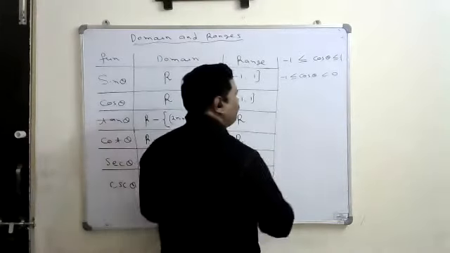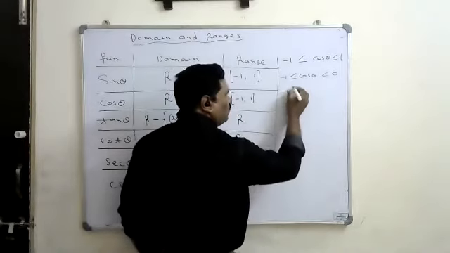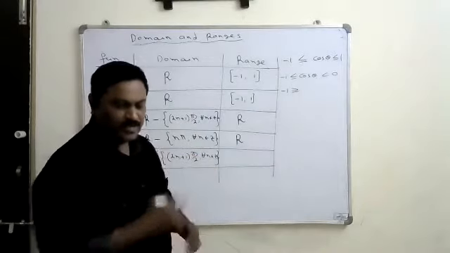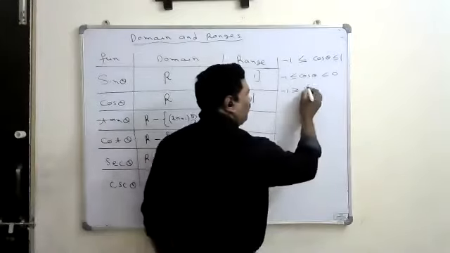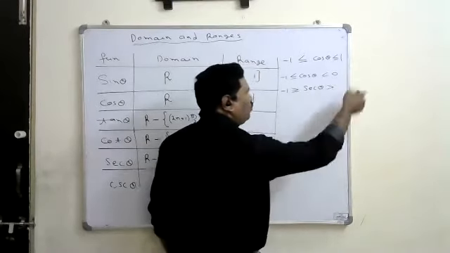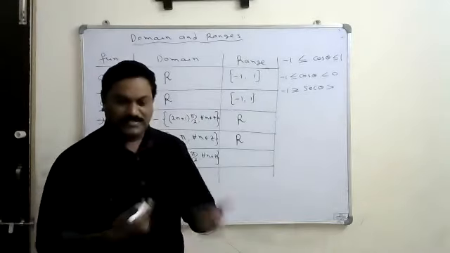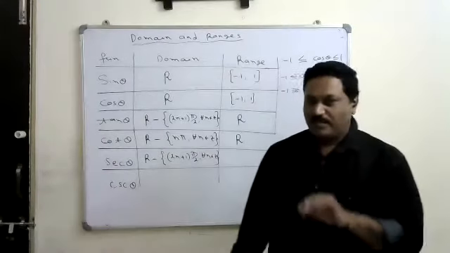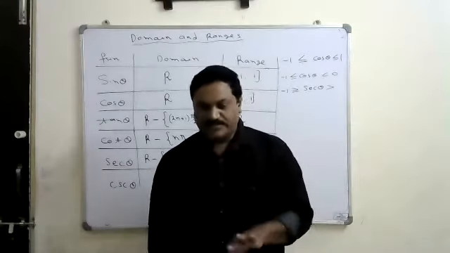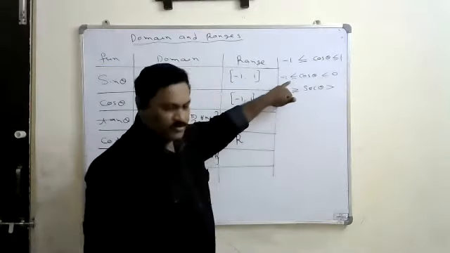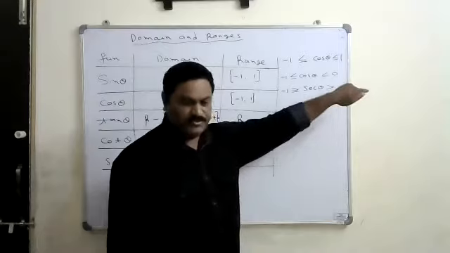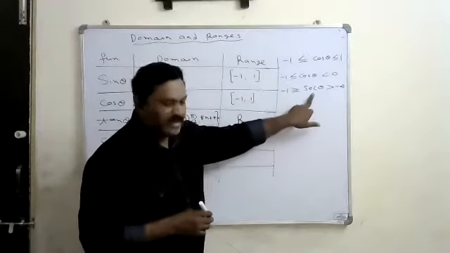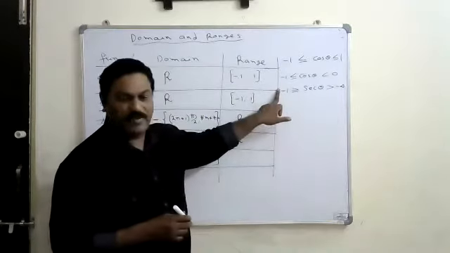What is the reciprocal of -1? It is -1. So -1 is greater than or equal to sec theta, and sec theta is greater than the reciprocal of 0. The reciprocal of 0 is not defined, it is infinite. But which infinity, plus or minus? Since all these are negative values, we get minus infinity. So secant theta is going to give values from minus infinity up to -1.